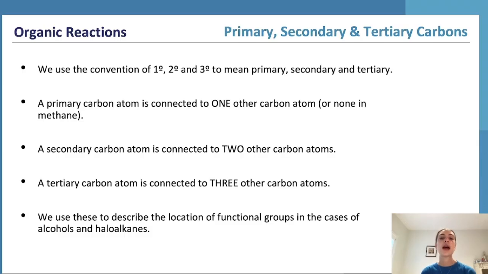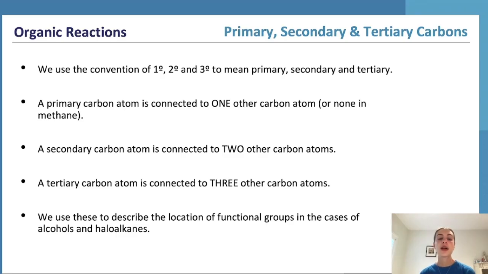We also need to look at primary, secondary, and tertiary carbons. When we look at these, we're always using the convention of 1 degree, 2 degree, and 3 degree to mean primary, secondary, and tertiary. So those are just our shortened names for representing what primary, secondary, and tertiary are.